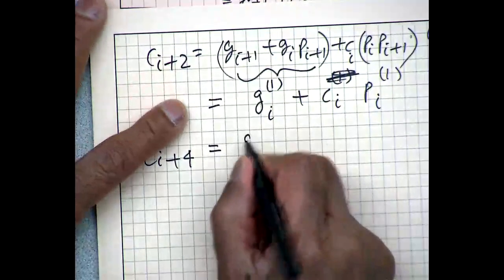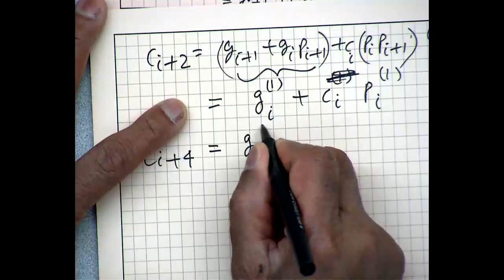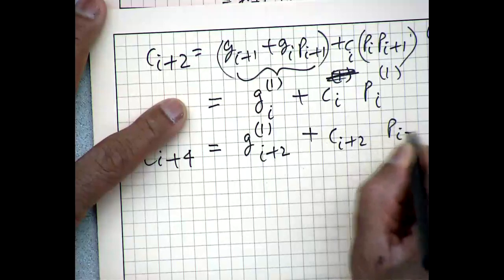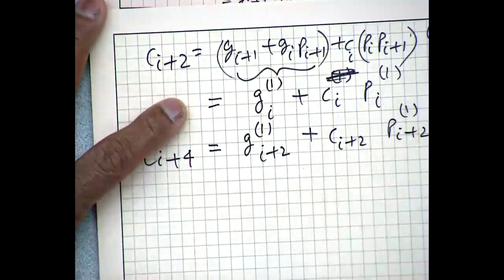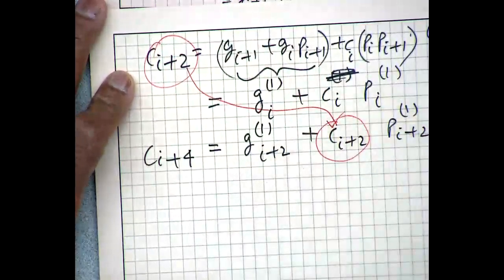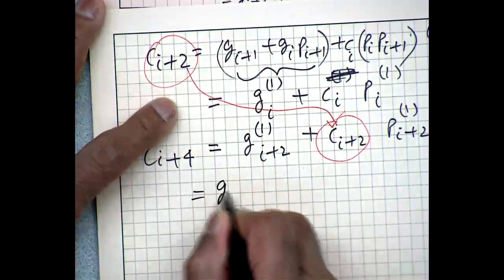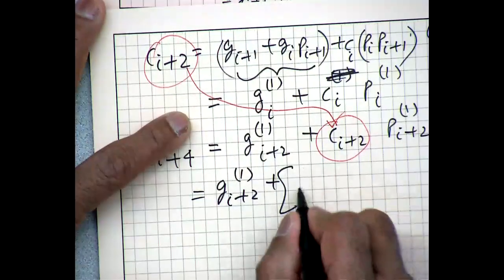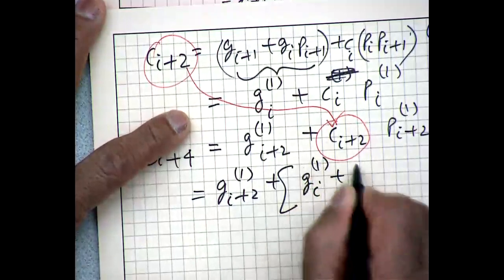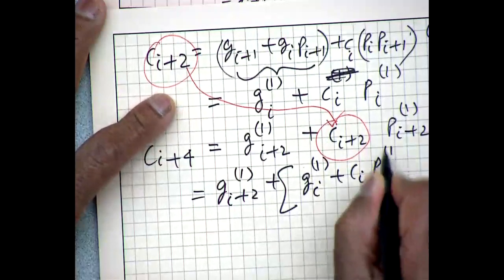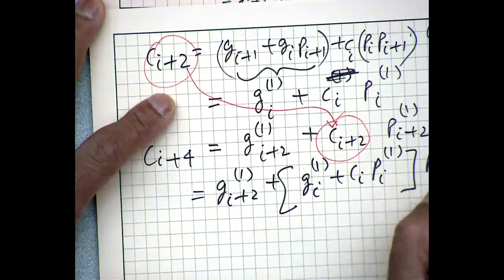Okay, then I can write this as G_{i+2,1} + C_{i+2}·P_{i+2,1}. So what exactly is C_{i+2}? Substitute that here. If I do that, then I can write this as G_{i+2,1} plus this whole thing here, which is G_{i,1} + C_i·P_{i,1}, times P_{i+2,1}.